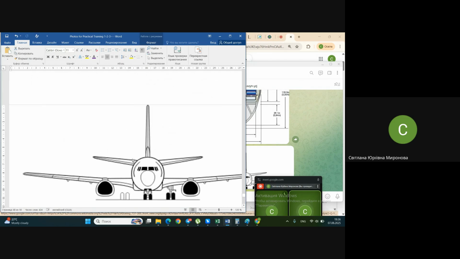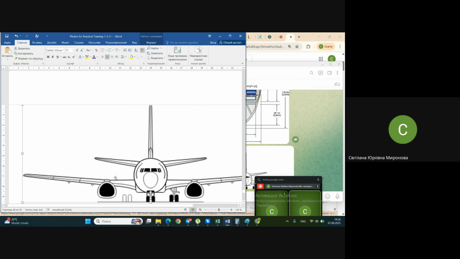You see what happened to the engine nacelles? Because those engines are under the wing and because the size of the engine is too huge, too big, in order to be placed in this place under the wing.